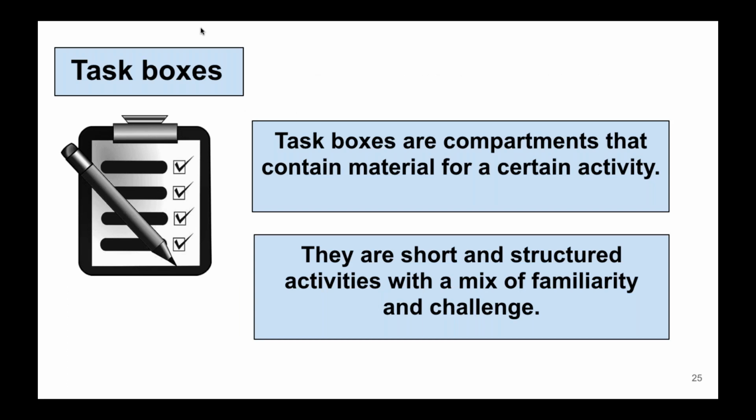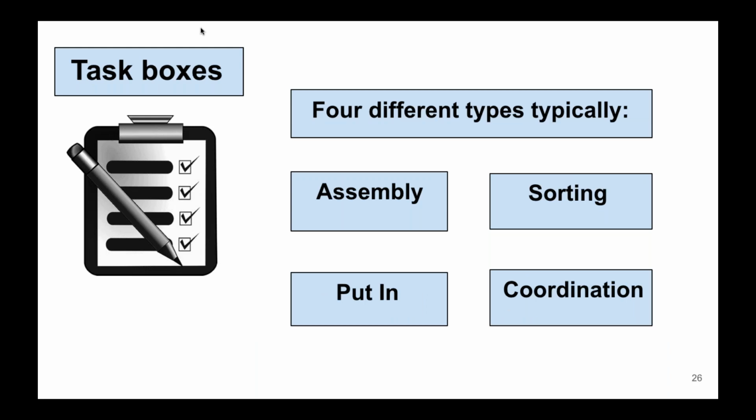So first up are task boxes. Task boxes are compartments that contain materials for a certain activity. They're very short and structured, and they have a mix of familiarity with the challenge. There's four different types typically. Assembly is one, sorting is another, putting in is the third, and then coordination is typically another type. Again, this can vary. These are just the four types I've seen in my travels or also used in my classroom.